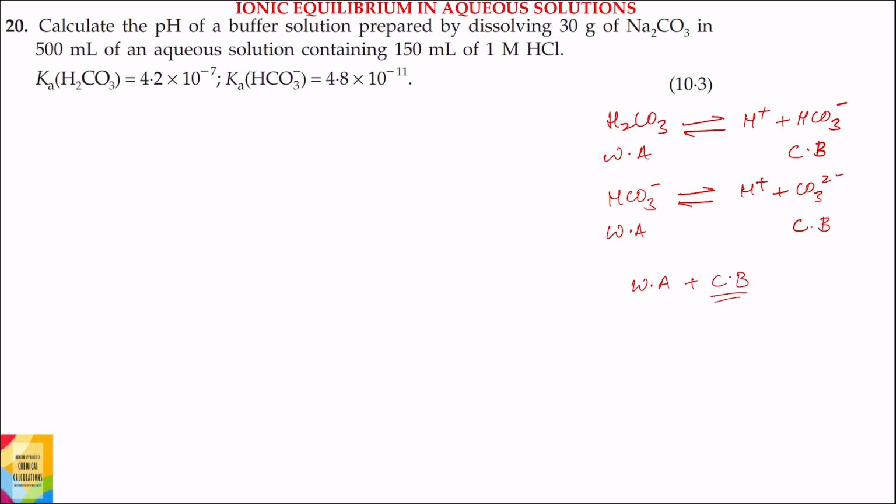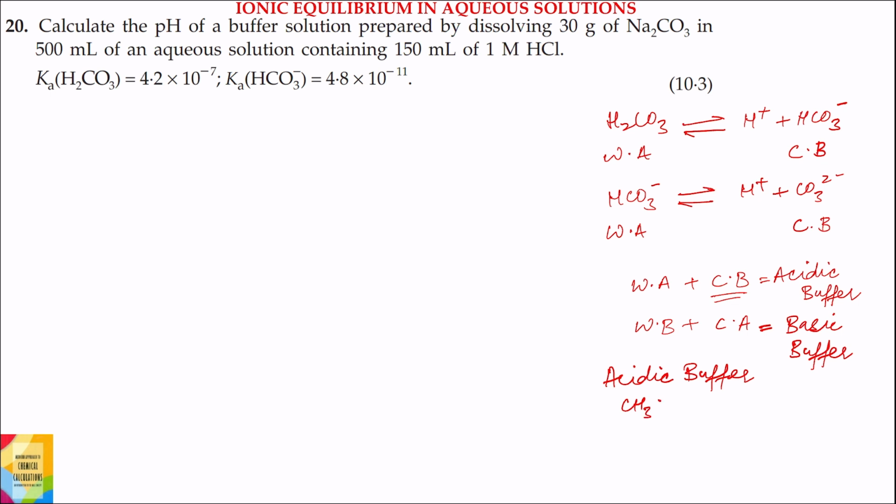Now, this conjugate base is present in the form of its salt, or a weak base plus its conjugate acid. The one with weak acid plus conjugate base is called acidic buffer, and the one with weak base and conjugate acid is called basic buffer. So what is an example? The weak acid and conjugate base one is an example of an acidic buffer. The example is CH3COOH.